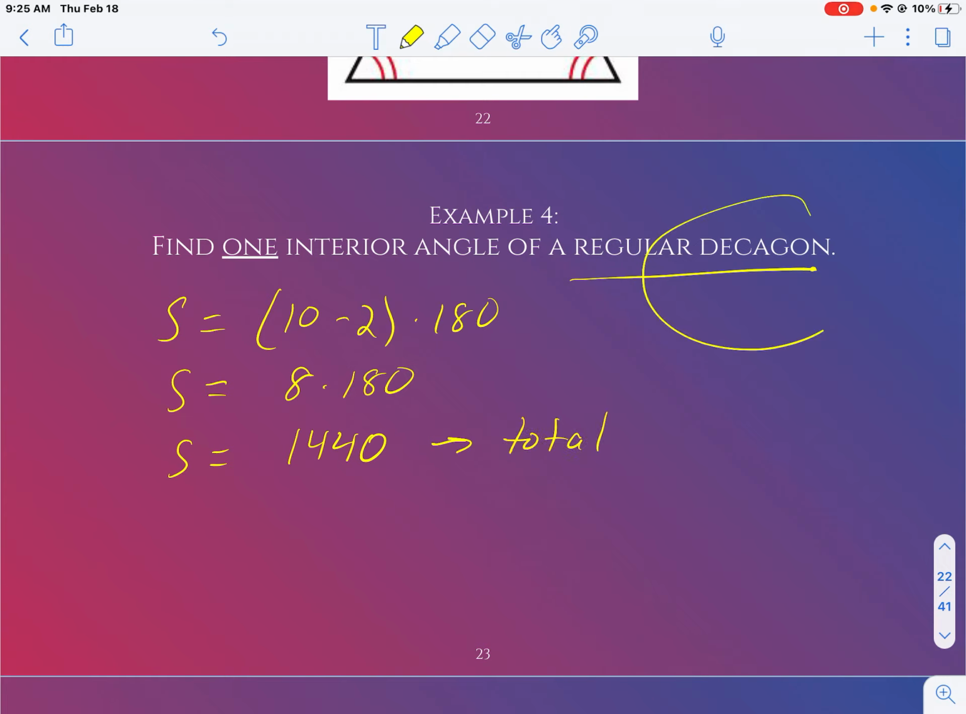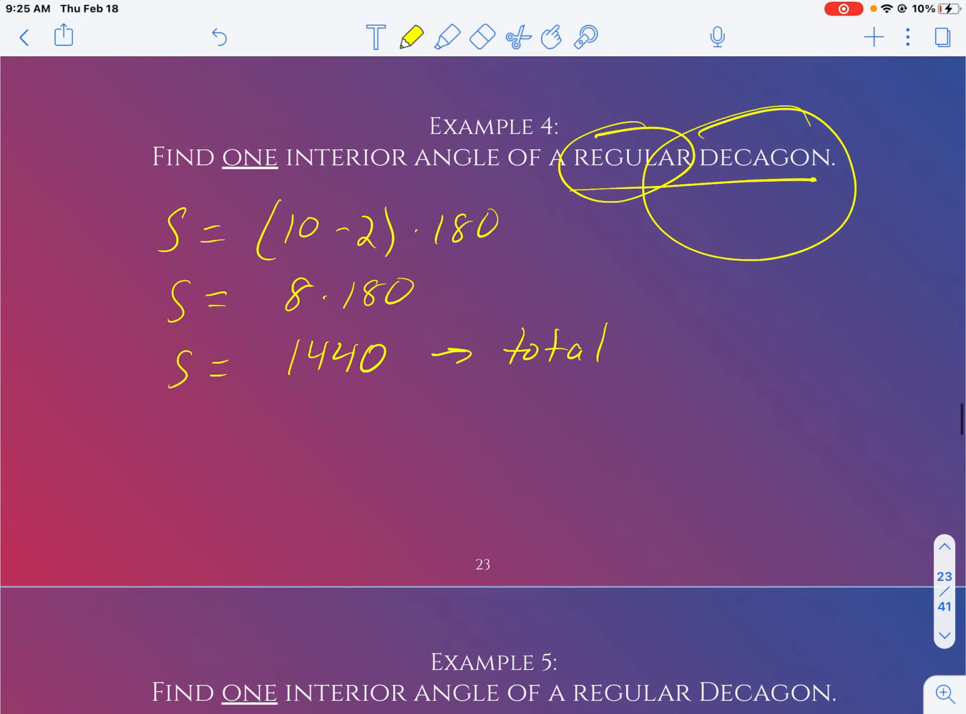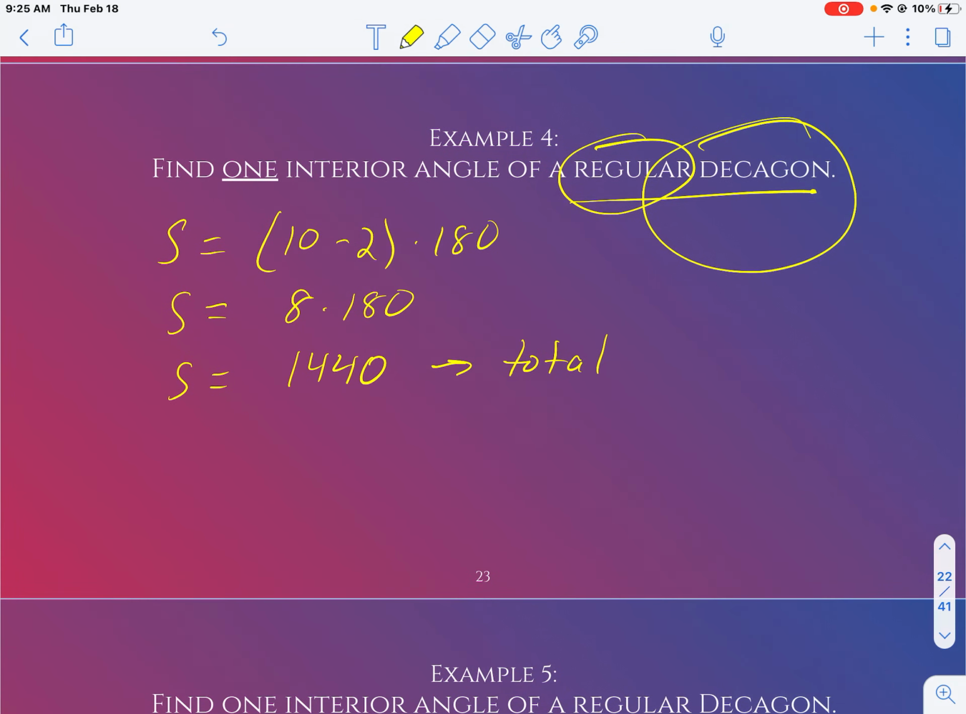But it's regular, so all the angles are the same. So the measure of one angle is 1,440 divided by 10, because there are 10 angles and they're all the same. So they would equal 144 degrees apiece.